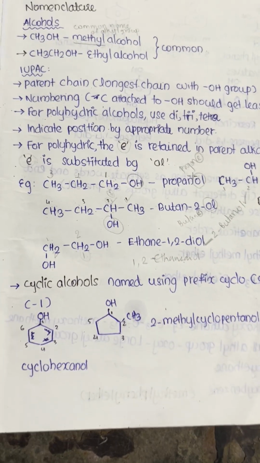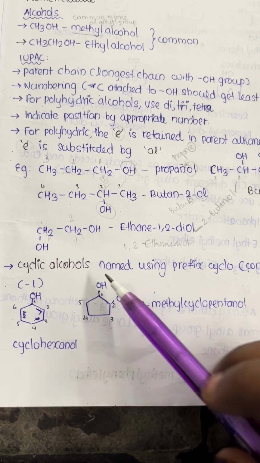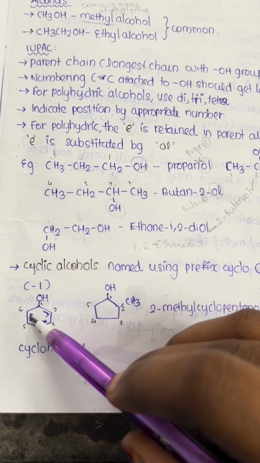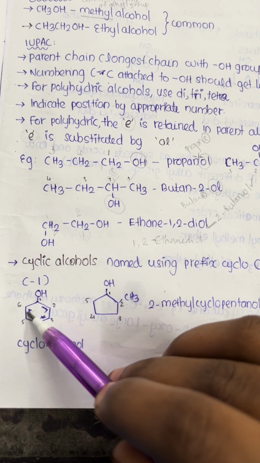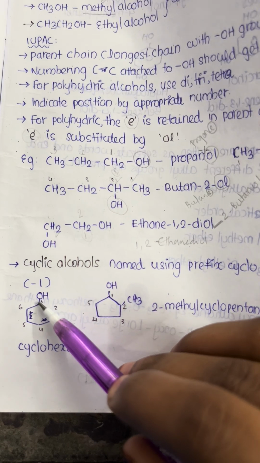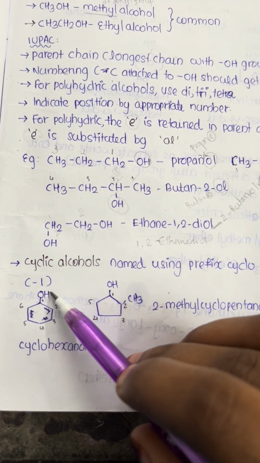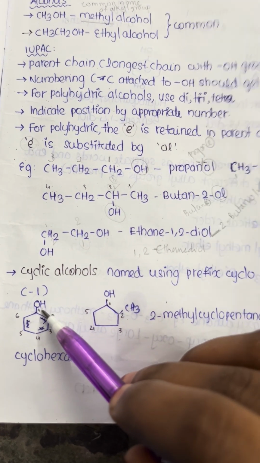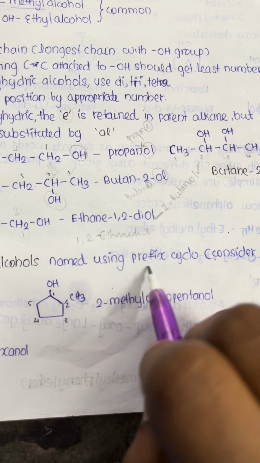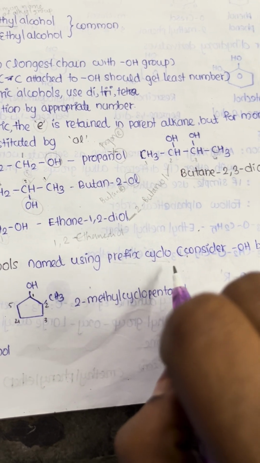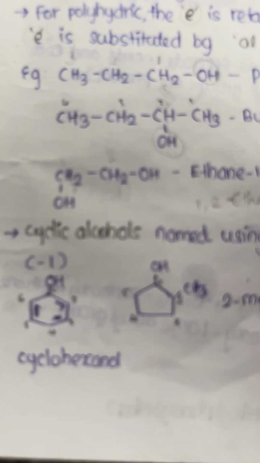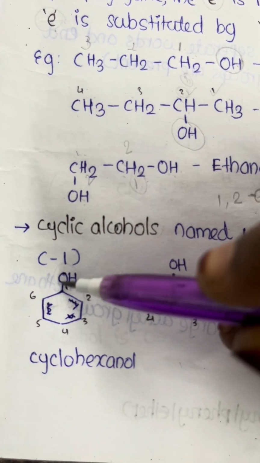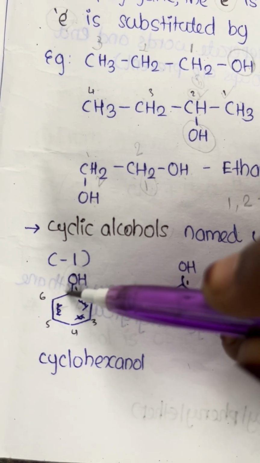Now if you are choosing cyclic alcohols, this is one example. No double bonds here. It is an alkane, only single bonds are there. If a cyclic compound has an OH group, such cyclic alcohols are named using the prefix cyclo. And the carbon to which the OH group is connected should be given the number 1.